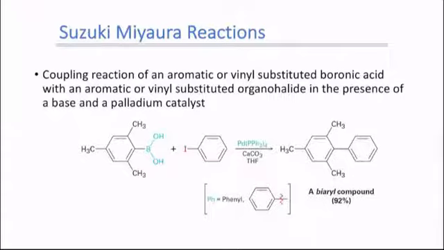Now let's briefly look at our last organometallic reaction, the Suzuki reaction. In the Suzuki reaction, it's a coupling reaction of an aromatic or vinyl substituted boronic acid with an aromatic or vinyl substituted organohalide. So this is one way we can connect two different aromatic rings together or two different double bonds together. And that's achieved through using our boronic acid and our alkyl halide in the presence of palladium with a triphosphate ligand, and a palladium catalyst.